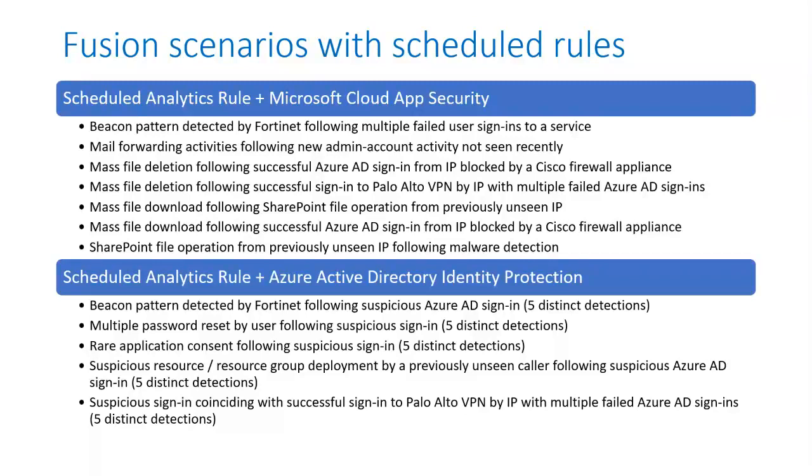On this screen, here is a full list of the 32 new scenarios with the scheduled analytics rules. Again, we have the full list in our announcement blog and also on our Fusion product page. I have the links in the resources page at the end of the presentation. We have a good amount of scenarios for scheduled analytics rules with MCAS and scheduled analytics rules with AADIP. You can find the alerts we leverage in each scenario here in the full list.